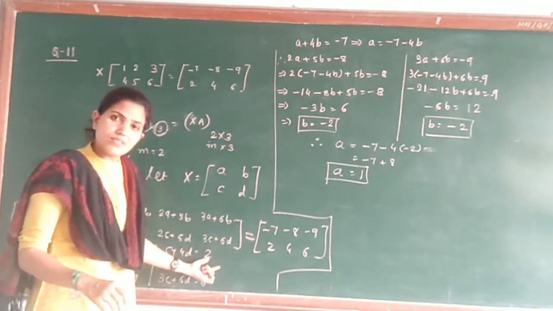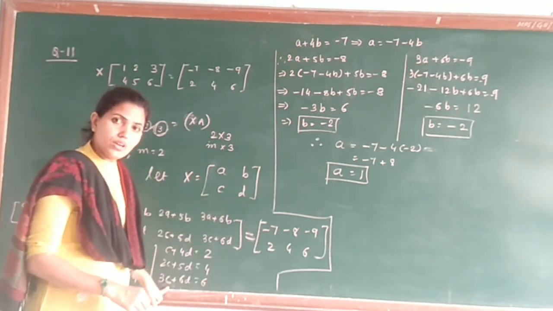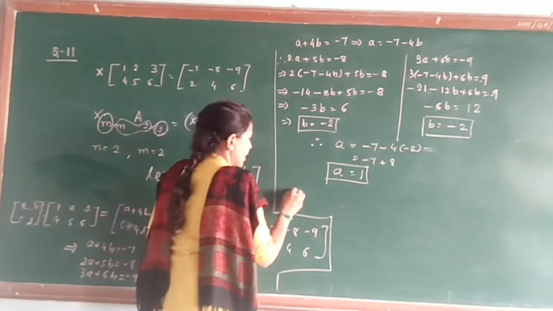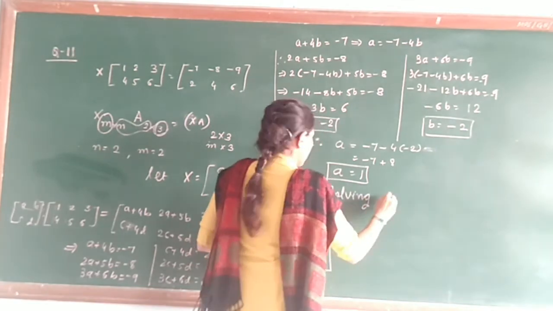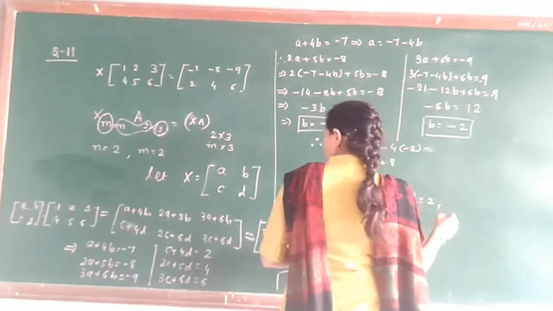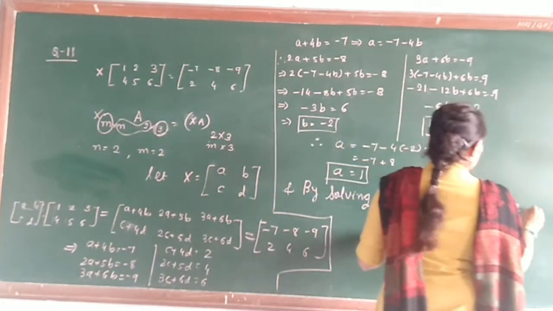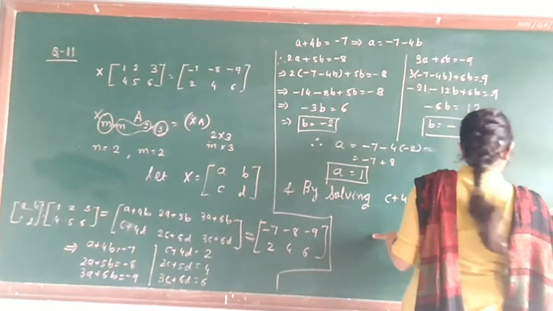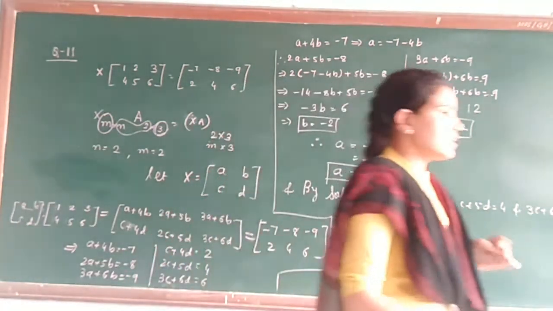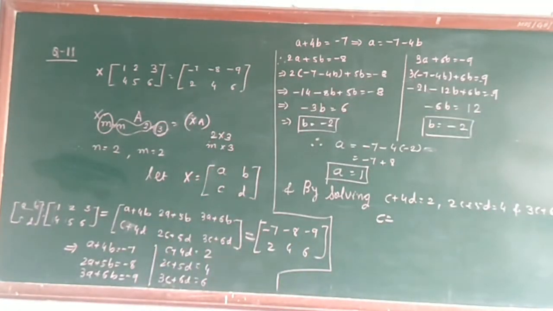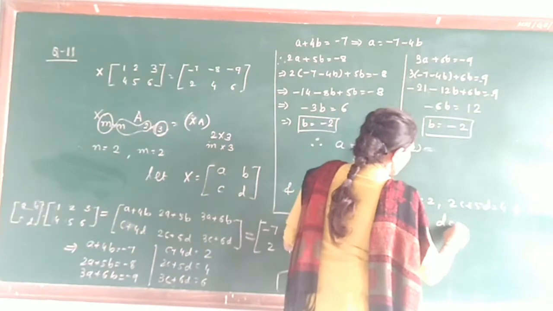Take c plus 4d is equal to 2, so c is equal to 2 minus 4d and so on. Then when you substitute the value in this, I write directly. By solving, c plus 4d is equal to 2, 2c plus 5d is equal to 4, and 3c plus 6d is equal to 6. You will get c is equal to 2 and d is equal to 0. So you are getting c is equal to 2 and d is equal to 0.